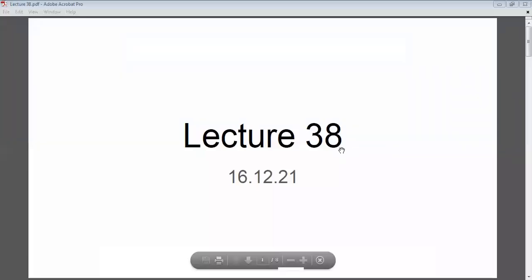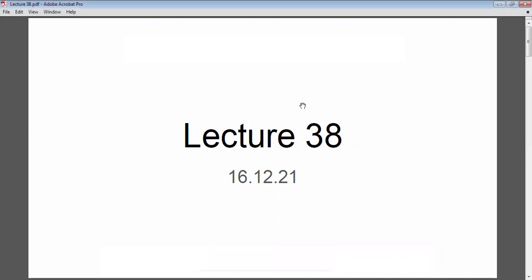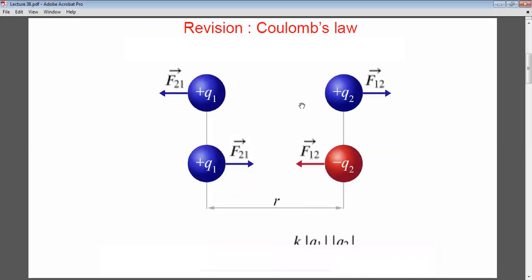Hello. So today we continue on chapter 15. In particular, we will concentrate on Coulomb's law, try to review it together and solve a couple of exercises so as we stress how to use it. So, revision on Coulomb's law.